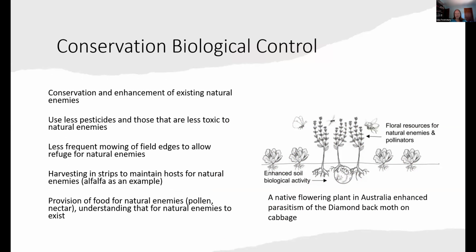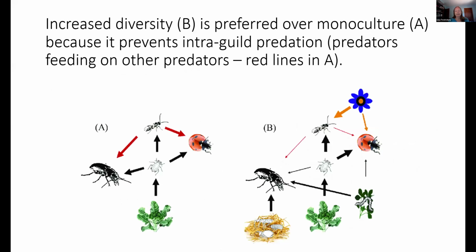And this was just a little example, floral resources for the natural enemies and pollinators. Some of the benefits, basically if you use less pesticides because you have natural enemies, you don't need to mow the field edges. Leaving the flowers, it can be natural or things that you planted. Harvesting in strips can help you, and it maintains hosts for natural enemies. And by doing this, you're providing food. And so, conservation biocontrol kind of helps because you're providing additional plants.